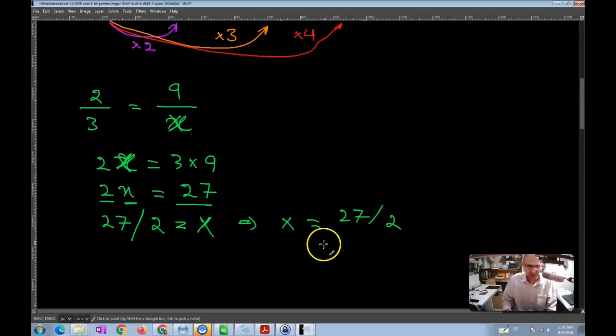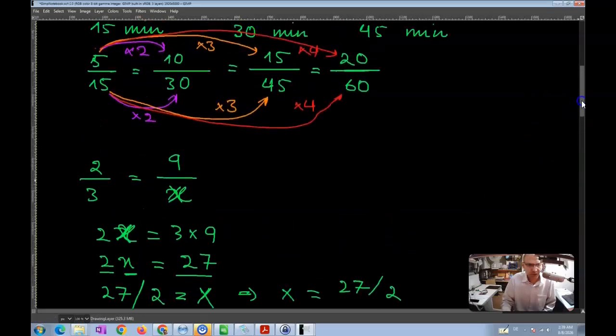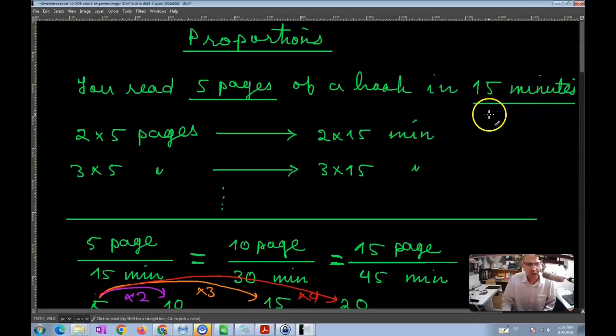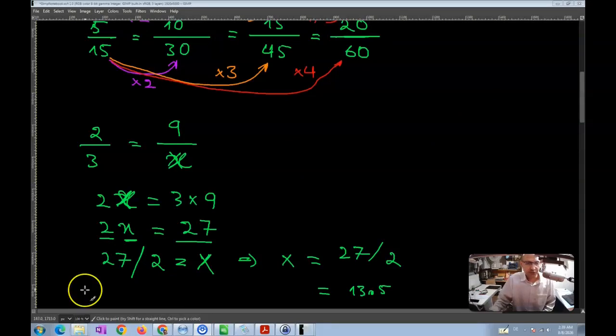And of course this is supposed to be equal to 13.5, but because we still haven't talked about decimal numbers, we will talk about that in the next video, and you will understand exactly the meaning of 13.5 or any decimal number like that. Okay, so that's all that you need to know for now about proportions. In the next video we will talk about decimal numbers. I'll see you in the next video, and thank you.